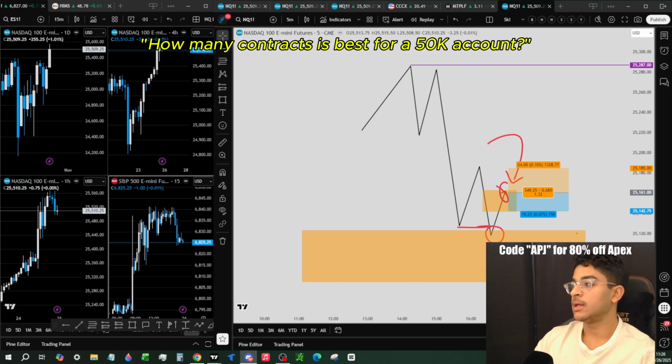So less is more. 1 mini is the maximum size I would trade, and I would seek about $250 per day. Have a max loss on the day of maybe $400. That way it would take 6 max losses on the day in a row to wipe you out, which is very unlikely if you're trading properly. Yeah, slow and steady is the way to go.